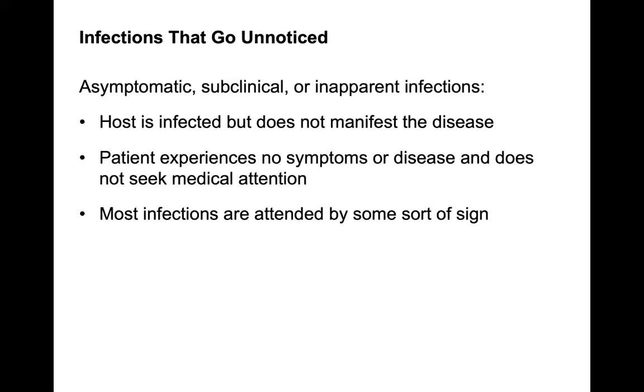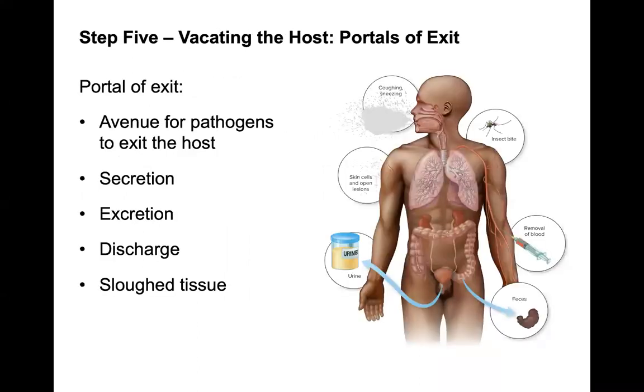Now, sometimes infections can go unnoticed. Asymptomatic, or subclinical, or inapparent infections: the host is infected but does not manifest the disease. The patient experiences no symptoms or disease and does not seek medical attention. Most infections are attended by some sort of sign. And we're starting to see this with coronavirus. There are people, healthy individuals, that are asymptomatic. That's what this would necessarily be a result of.